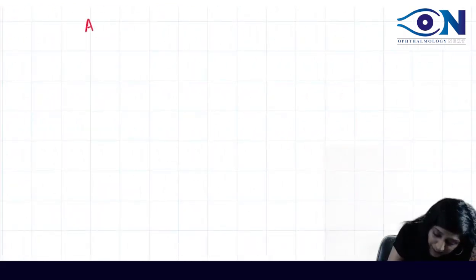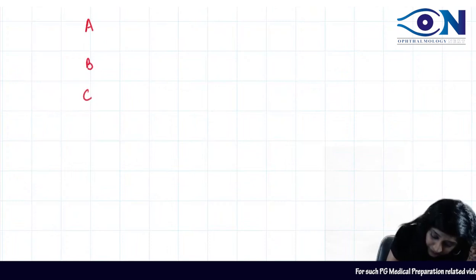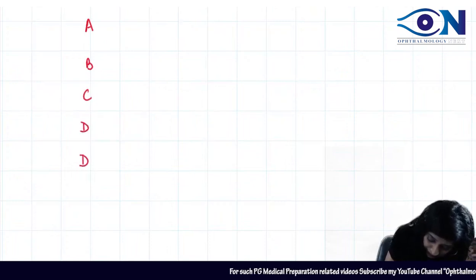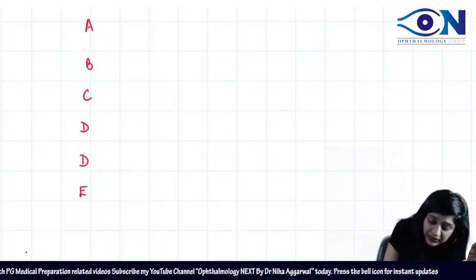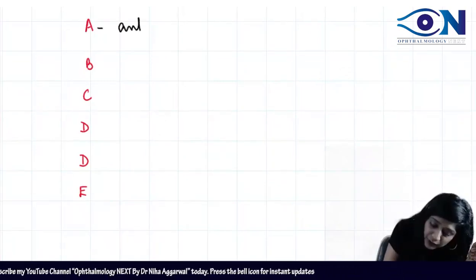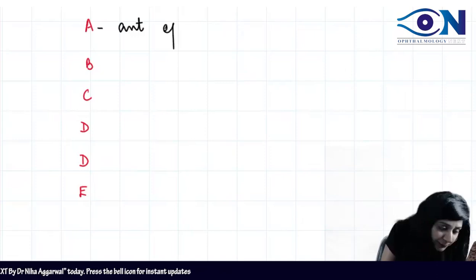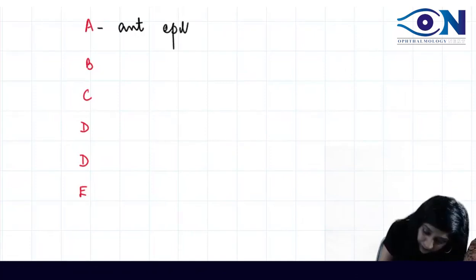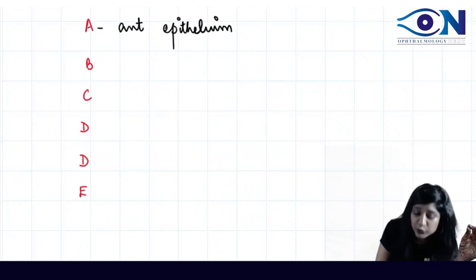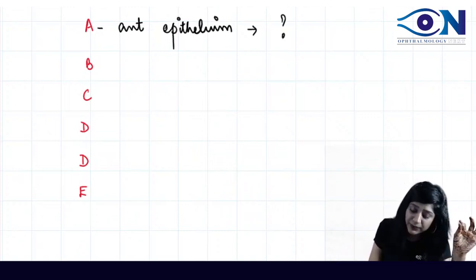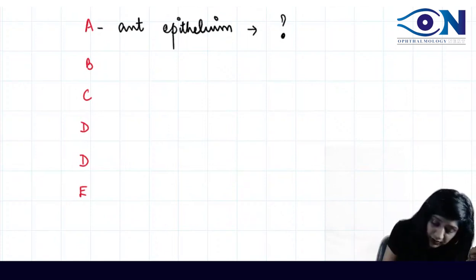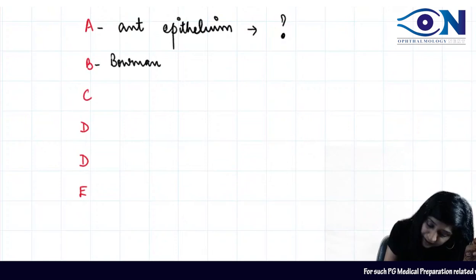A, B, C, D and D, and then we have E. So try to memorize it. Here we have A for anterior epithelium. Okay, A for anterior epithelium. Now you will tell me, please write it in the comment section. What is the type of epithelium here? Another important question.